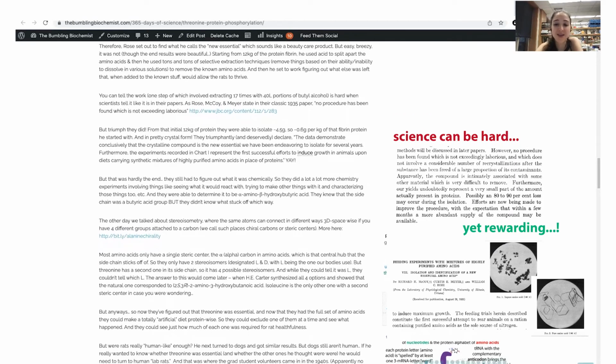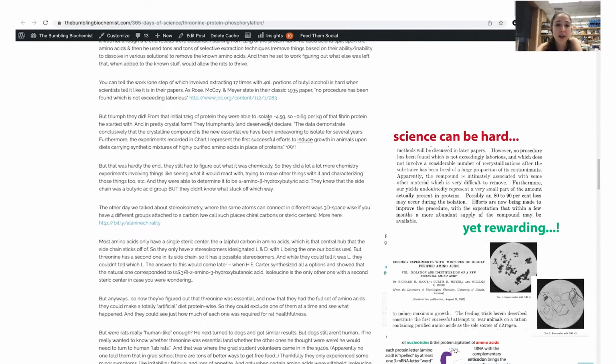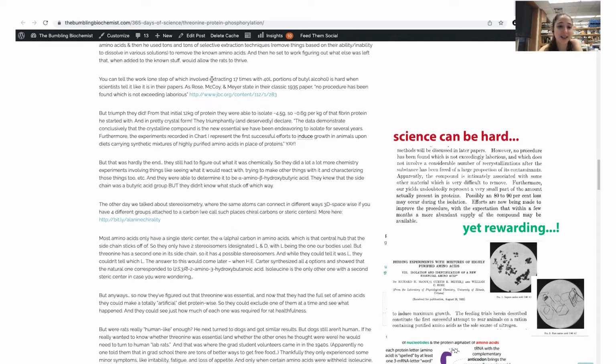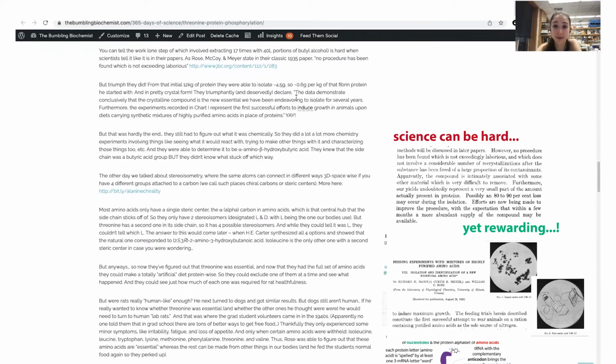So one of my favorites, in their paper, they actually say, no procedure has been found which is not exceedingly laborious. So yeah, they told it like it was. This was 1935 when they were describing their discovery. One of their steps involved extracting 17 times with 40-liter portions of butyl alcohol. Wow. Okay, so basically they did a lot of work, and they ended up with about 4.5 grams, so about 0.6 grams per kilogram of that fibrin protein that they started with.